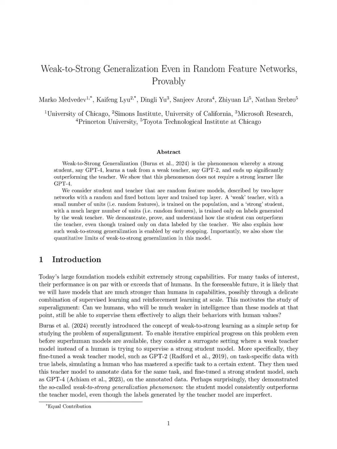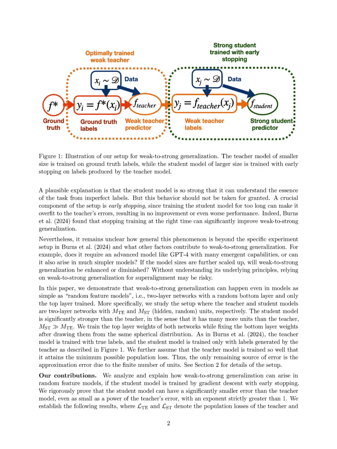The weak-to-strong learning method offers significant theoretical and practical benefits over traditional methods, particularly in terms of efficiency and accuracy. Theoretically, it demonstrates that a stronger student model can achieve significantly lower error rates than a weaker teacher model, even when the teacher's labels are imperfect, as shown by the weak-to-strong generalization phenomenon. Practically, this method allows for the effective training of advanced models like GPT-4 using a less capable teacher model, which can lead to improved performance without requiring extensive labeled data.